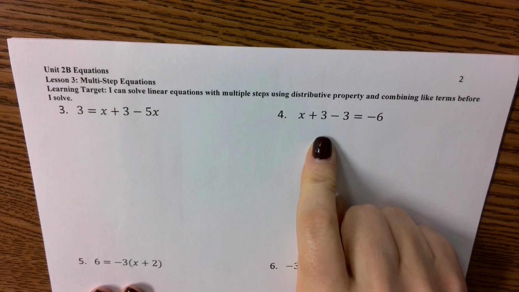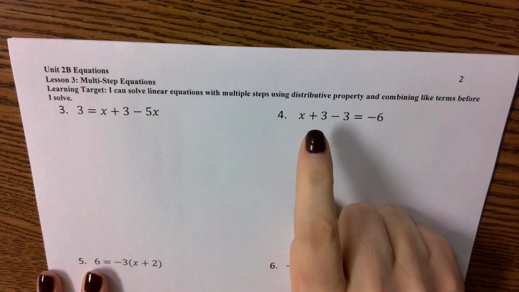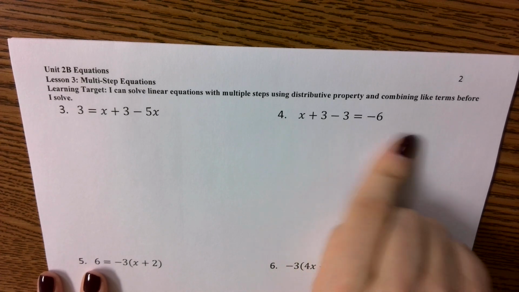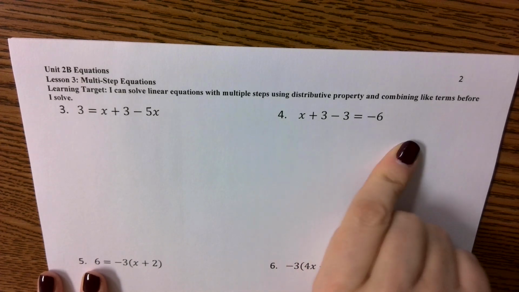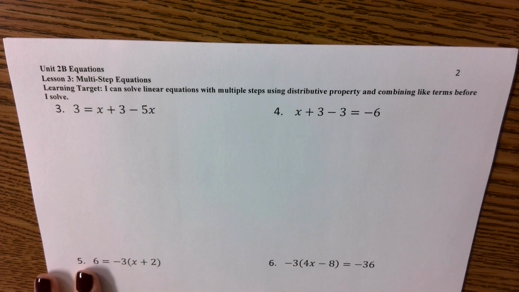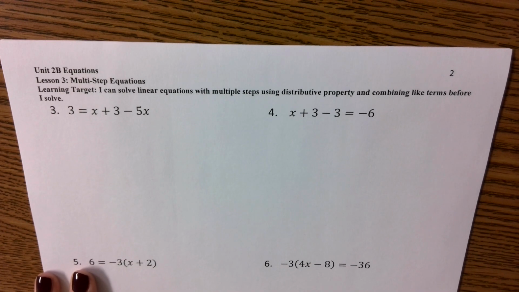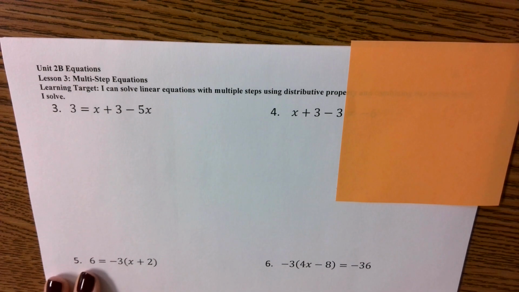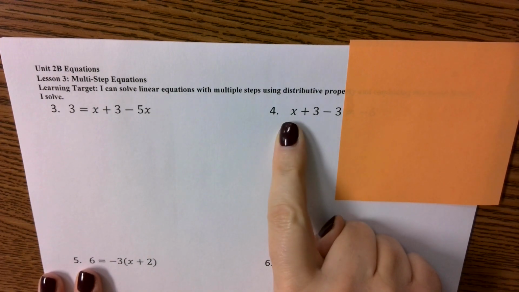Okay. Step 1, we always check to see if we can distribute. Can we distribute? No. There is no distributive property here. Okay, step 2, we use our little sticky note and we're going to cover up the sides. Okay? Covering up the sides, so I'm just looking at this expression.